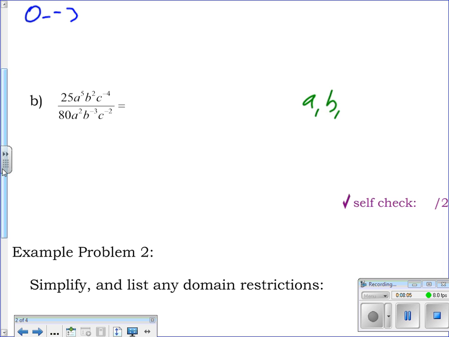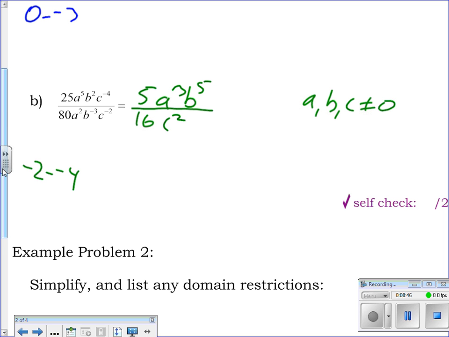A, B, and C cannot be 0. That's my domain restrictions. 25 over 80. Those divisible by 5. So you get 5 over 16 for the 25 over 80. Look at the A's. 5 minus 2 is 3. A cubed. 2 minus negative 3 is 5, and it goes in the numerator, so I have b to the 5th. Negative 2 minus negative 4. Negative 2 minus negative 4 is 2. So I have c squared in my denominator.